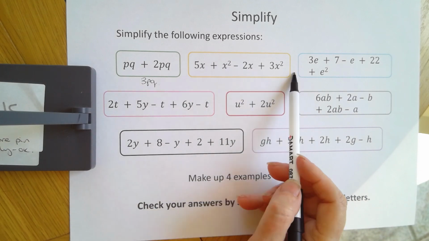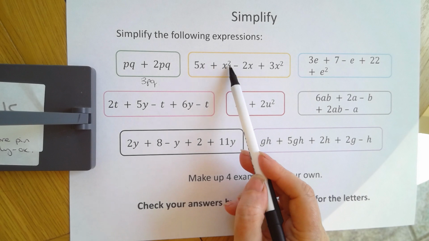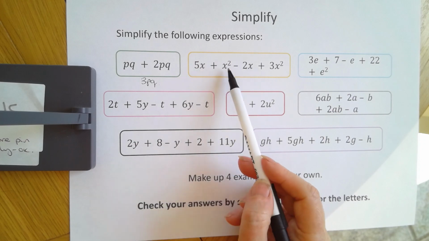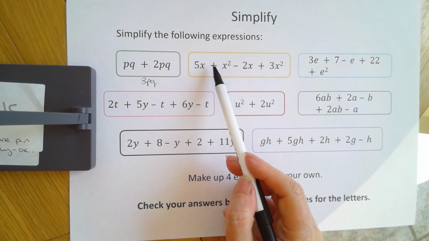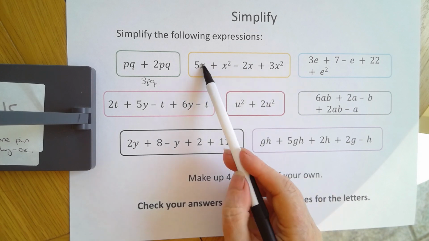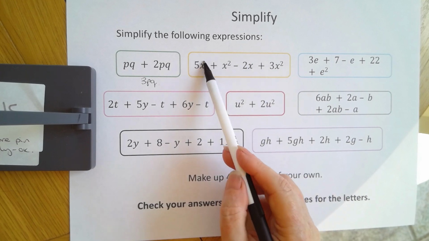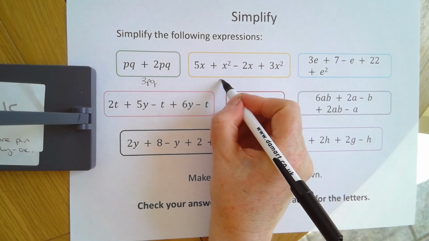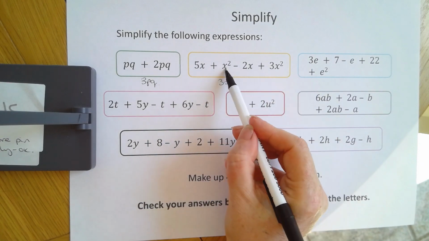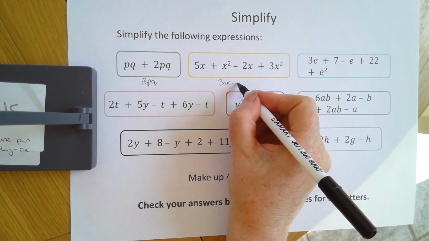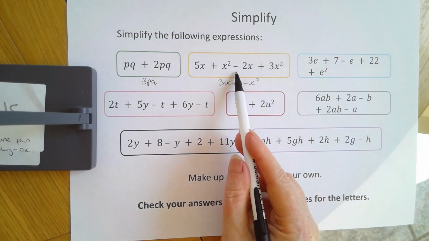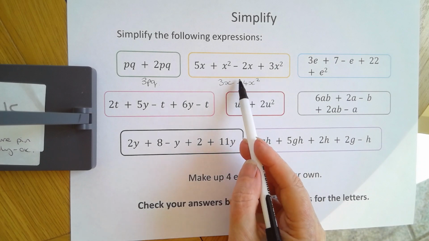If I look at this expression, you can see I've got x's and I've got x squareds. Well, just like the E example that I showed you a minute ago, an x and an x squared are different types of things. So I can add together my x's, I can add together my x squareds. So let's collect the x's first. 5x minus 2x is 3x. x squared plus 3x squared is 4x squared. That is as simple as it can be. You can't simplify that further.